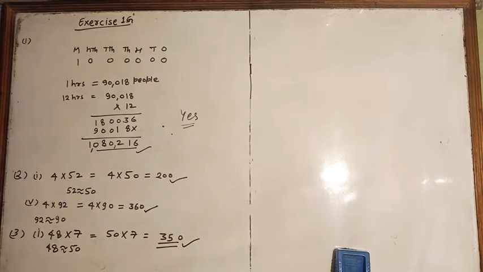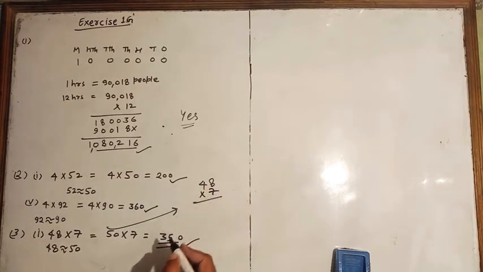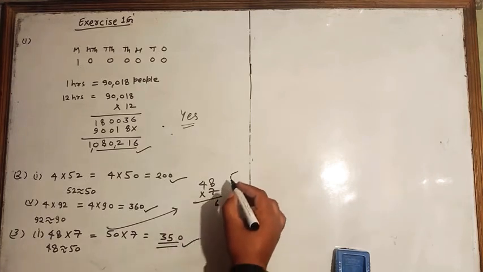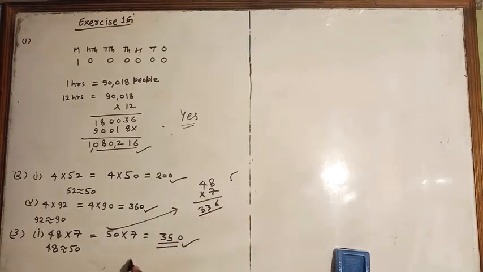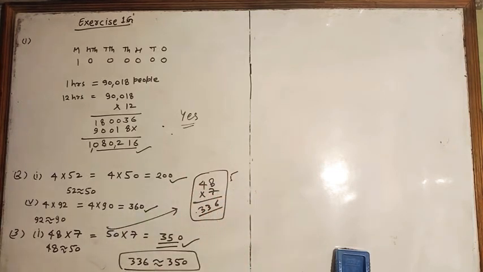Then verify by actual calculation. Now you will actually calculate it. For this I am doing 48 into 7. 7 8s are 56, carry 5, 7 4s are 28 plus 5, 33, so it will be 336. Now you can verify that 336 is approximately equal to 350, hence it is verified. For verification, 336 can be written as 350 to the nearest 10. So it is approximately equal to 350.